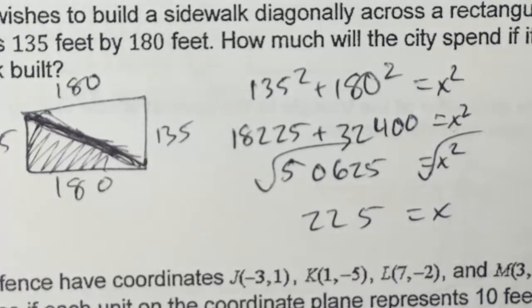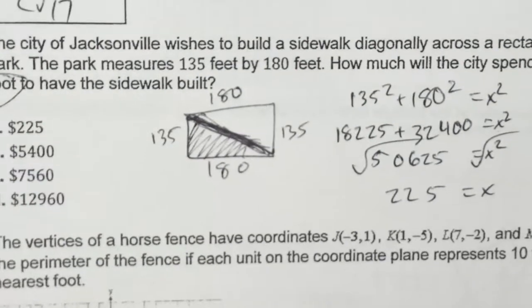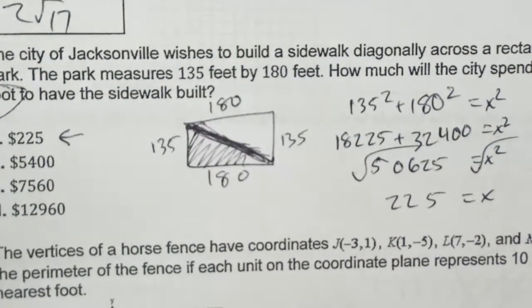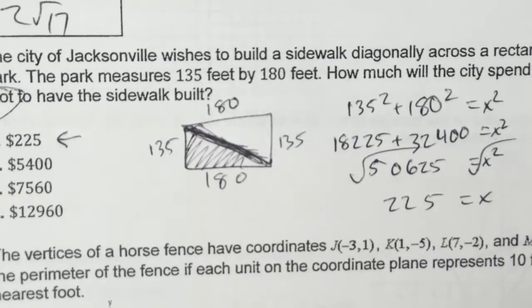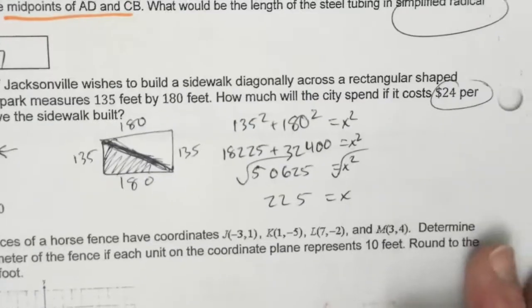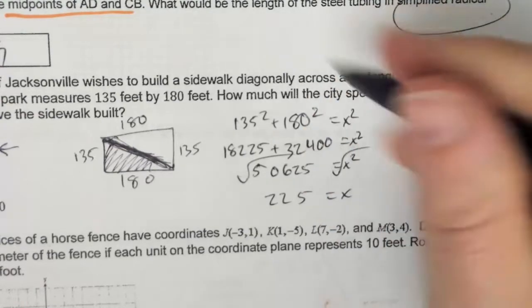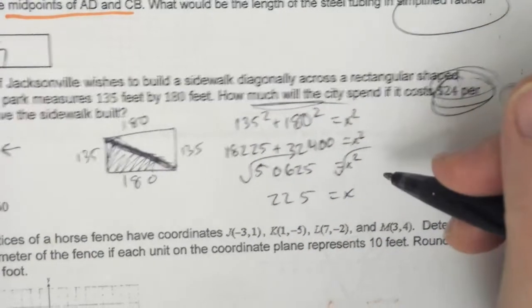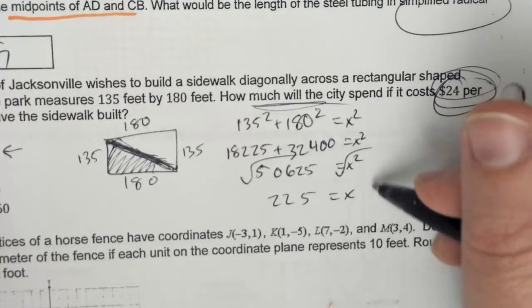Now, these tricky little buggers. That is an option right there, isn't it? But did you answer the question? They didn't ask you how long it was. They asked you what was the cost. How much will it cost? And these tricky little buggers put that as an option, but that's not what we wanted.